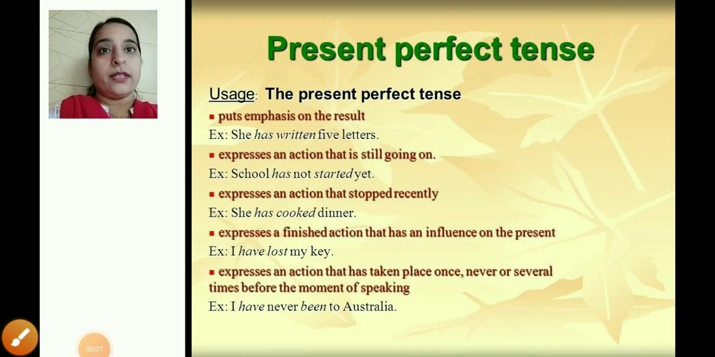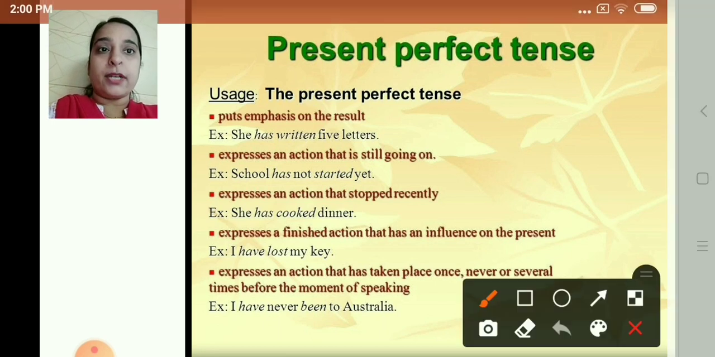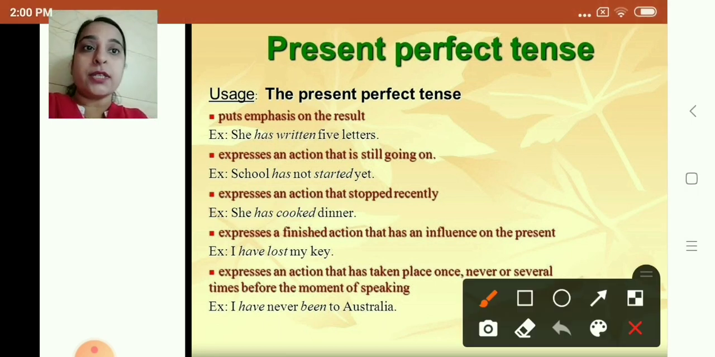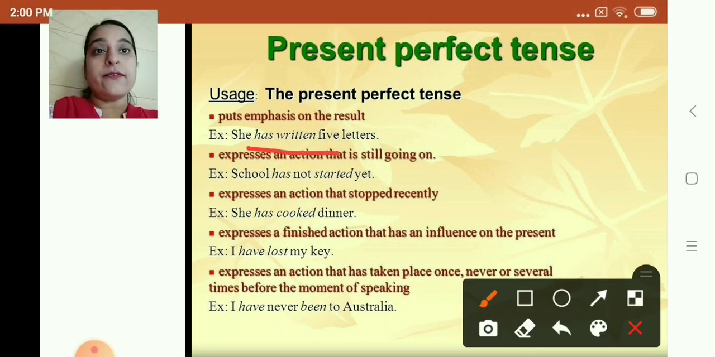Now children, let us learn about present perfect tense. That is a usage of present perfect tense. Now children, for present perfect, you have to use has, have and past participle. So children, the present perfect tense puts emphasis on the result. Now for example, she has written 5 letters.